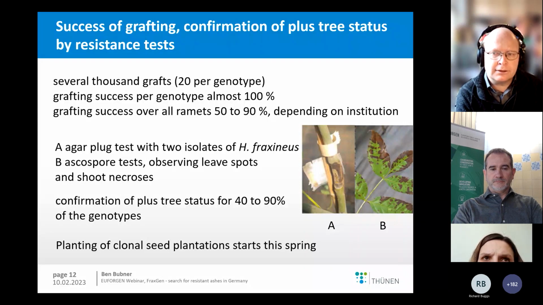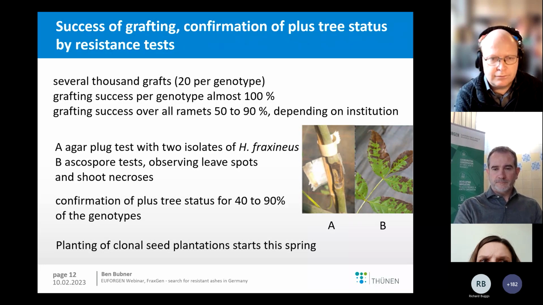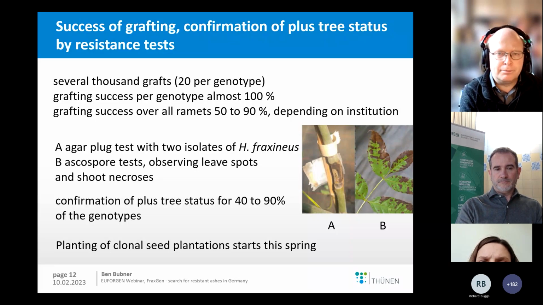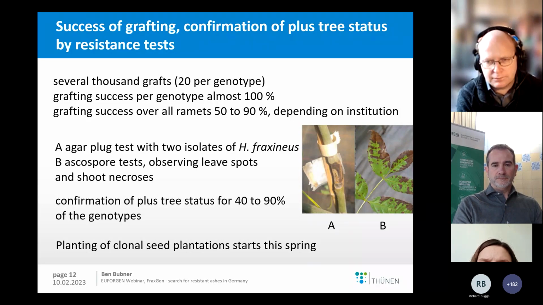And what is important in our project, we test every plant, every graft, with 2 test systems: an agar plug test system with 2 isolates of Hymenoscyphus fraxineus, and also an ascospore test, which means we collect the apothecia from the previous year and put them in summer under the pots with the grafted trees. And we assess in autumn the leaf spots, and the shoot necrosis later in autumn and winter.